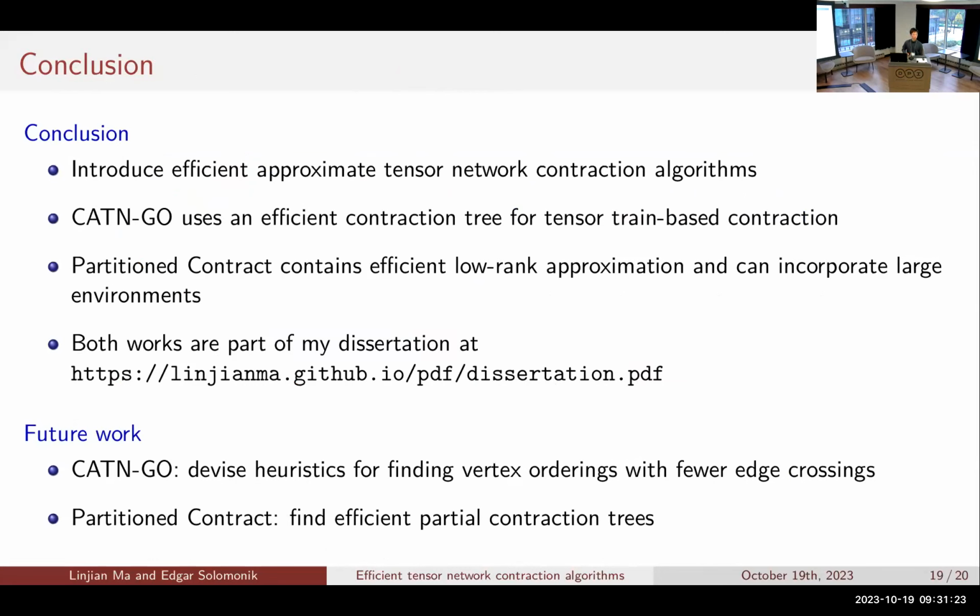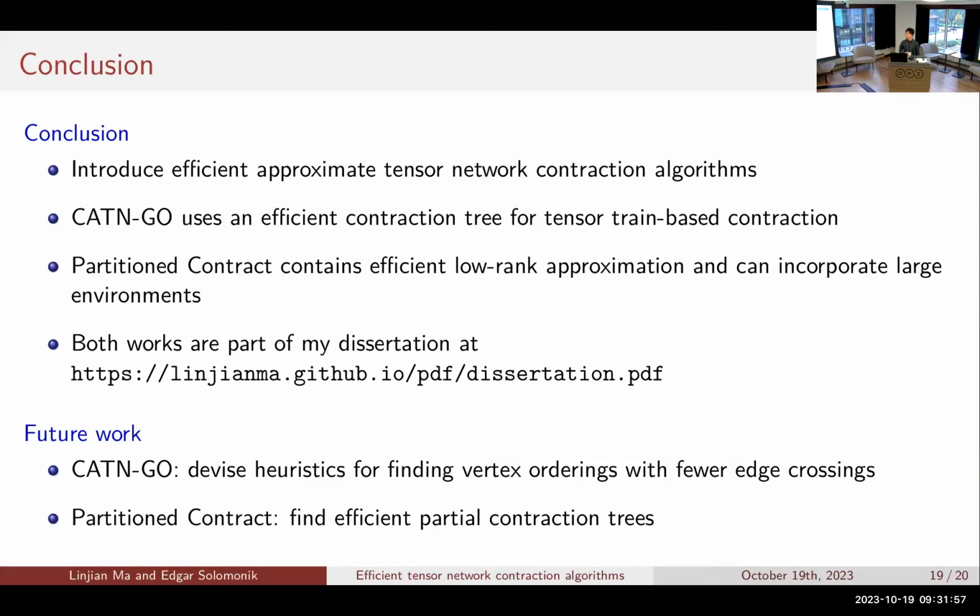So here's the conclusion. We introduced two approximate tensor network contraction algorithms: cat and go, which contains a new contraction tree algorithm, and also partition contract, which contains a new and efficient low rank approximation scheme. Both works are still in draft, and we plan to release the drafts soon. But they are currently part of my dissertation that was published a couple of days ago. So if you want to look at them, feel free to take it as a reference.